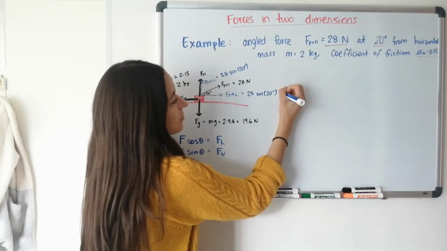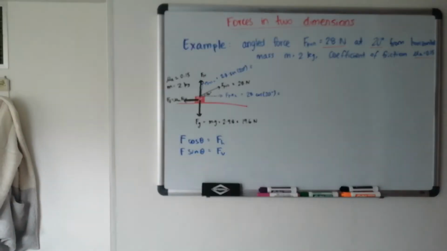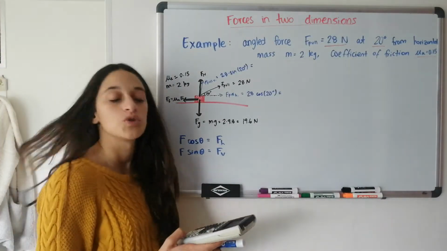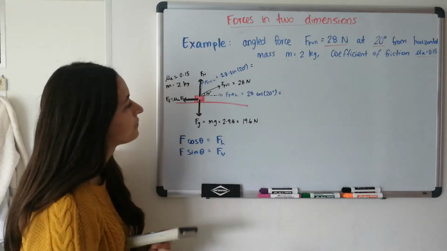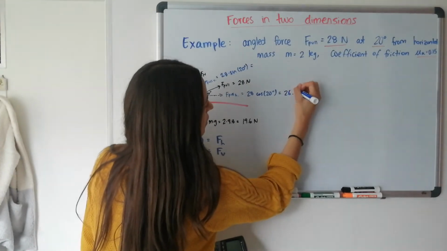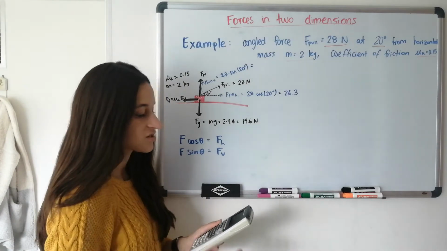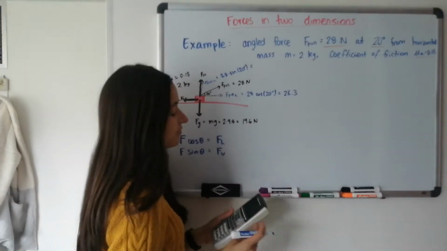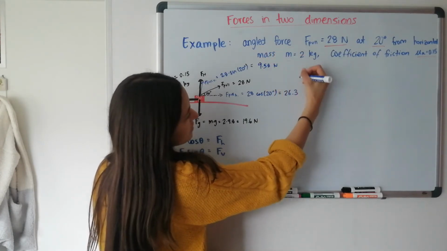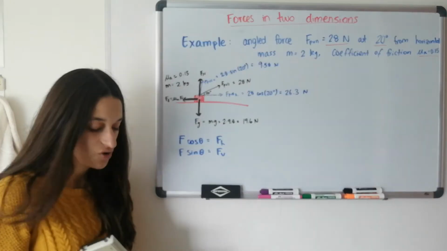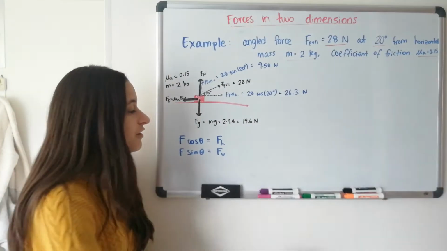So these two numbers I'm going to put in my calculator. Give me 1 second. So we have 28 cosine 20, which gives us 26.3. And we have 28 sine 20, which gives us 9.58. And these are both forces, so they are also in newtons, just as the original force was. Okay, so that's the following step.